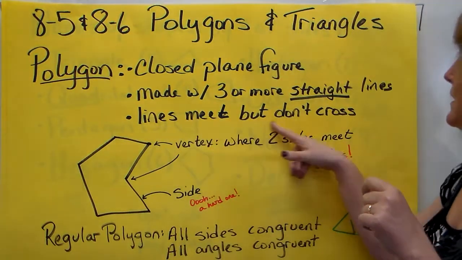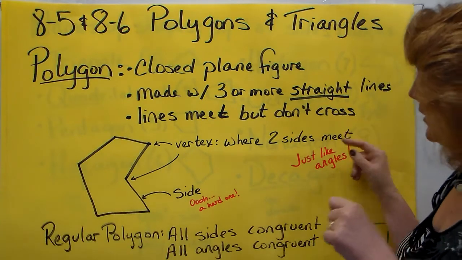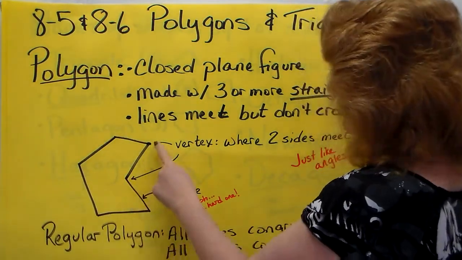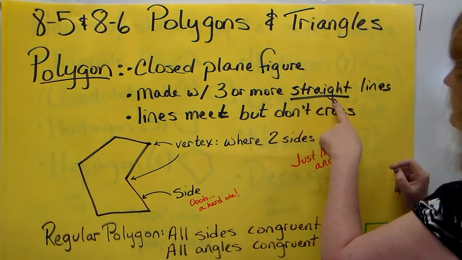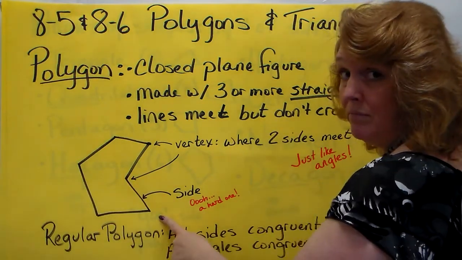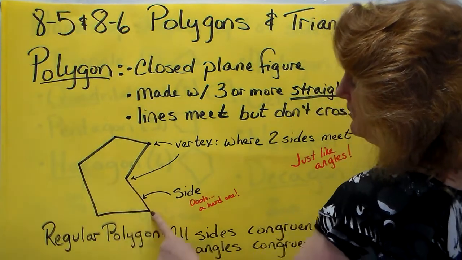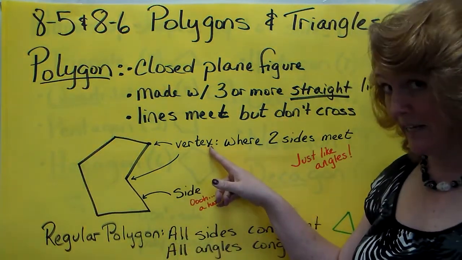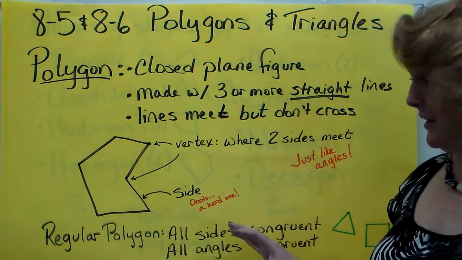The lines meet, but they don't cross. This is important. So, for example, this shape is a polygon. It's got straight lines, and they don't cross, and they are all closed. There's no secret way in. Each place that the lines meet is called a vertex, just like angles. And this is called a side.